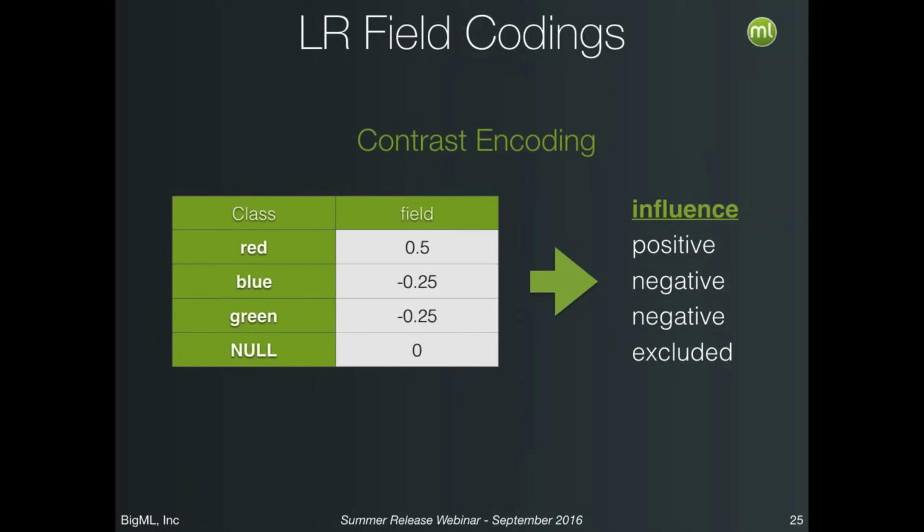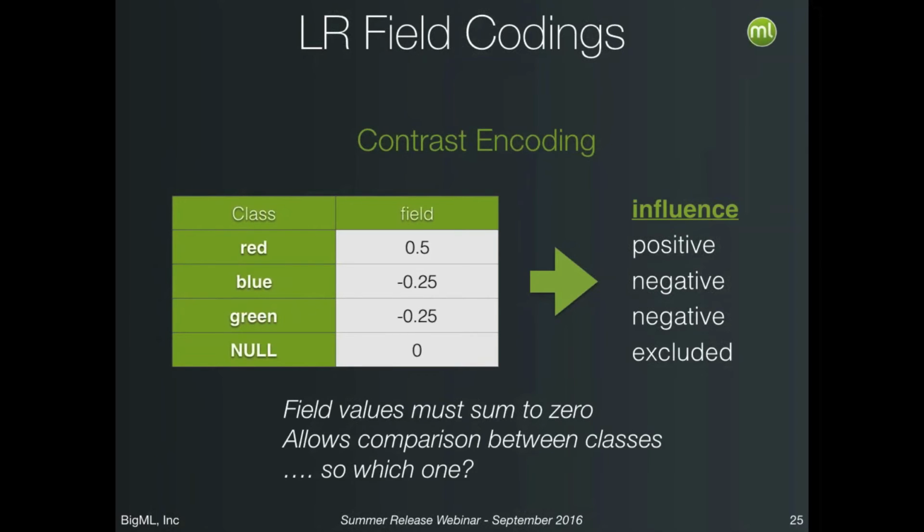And now there is a little bit of a caveat here. You can't just pick these integers the way you like. The field values that you choose for each of these classes need to sum to 0. Okay, I don't mean across all the inputs. Like if I had 3 reds, I don't have to worry about that being 1.5. It's just that the values I choose for each class have to sum to 0. So in this case, 0.5 minus 0.25 minus 0.25 plus 0 is 0. So this contrast encoding would work just fine.